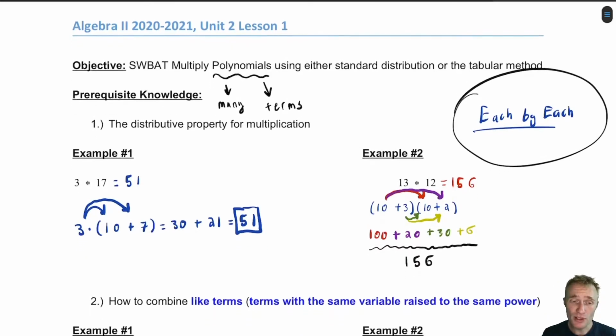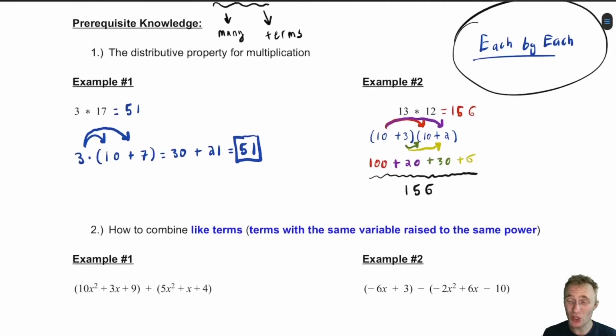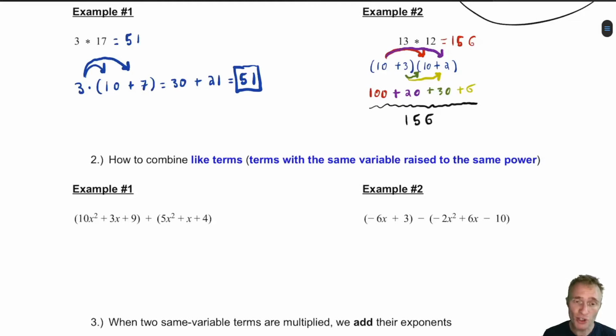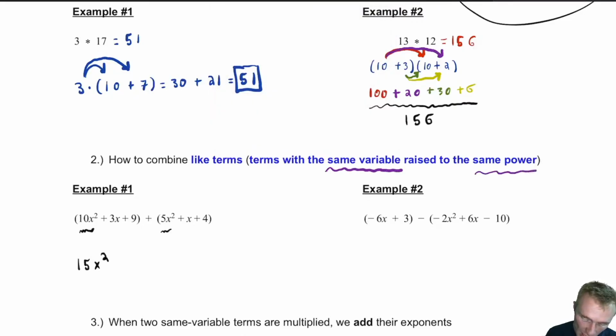Now, when we do this with polynomials, we're going to wind up with lots of expressions, and sometimes we're going to have to combine them. Just a quick reminder, like terms. We can combine like terms. If you have 10x squared and I have 5x squared, when we add them, all we're asking is how many do we have together? We're just counting. How many x squareds are there? Oh, there's 15. There's 15 x squareds. And we can combine these as long as they have the same variable and the same power.